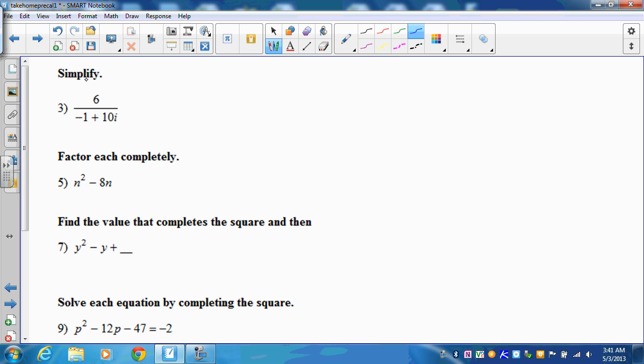Okay, let's move on to the next one. The next problem has an imaginary number here, and we're going to use the property that i squared is equal to a negative 1. And what it means to simplify here is that we basically don't want that i in the denominator. Just like you don't want square roots in the denominator normally. So to get rid of this, we're going to multiply by its conjugate.